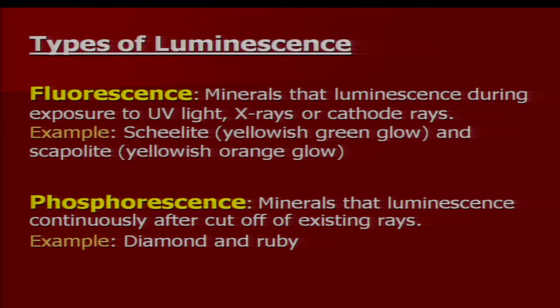The next important luminescence property is phosphorescence. What is phosphorescence? Mineral that luminescence continuously after cut of existing rays. For example, diamond and ruby, these are the two minerals, they display phosphorescence.